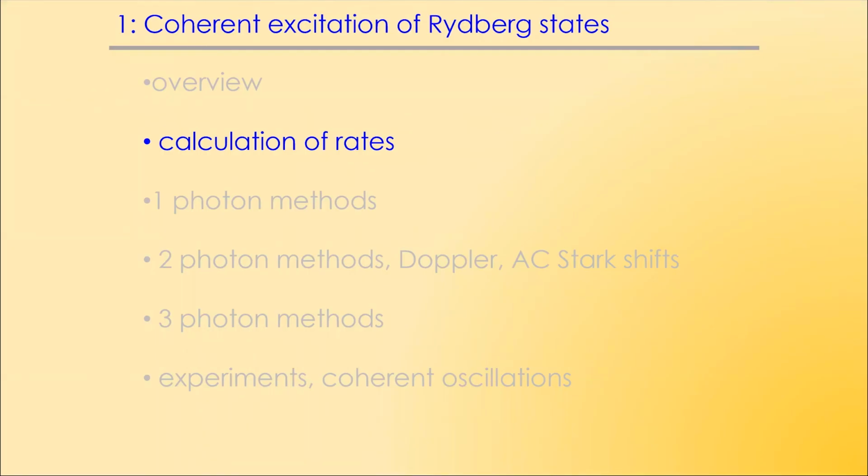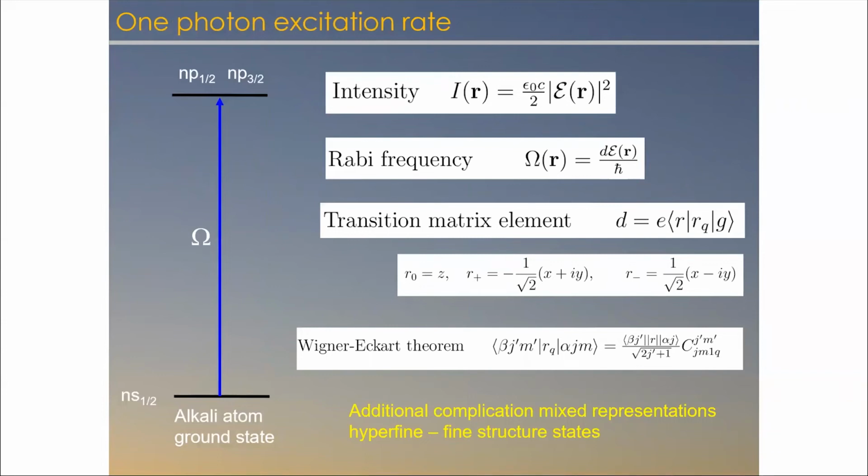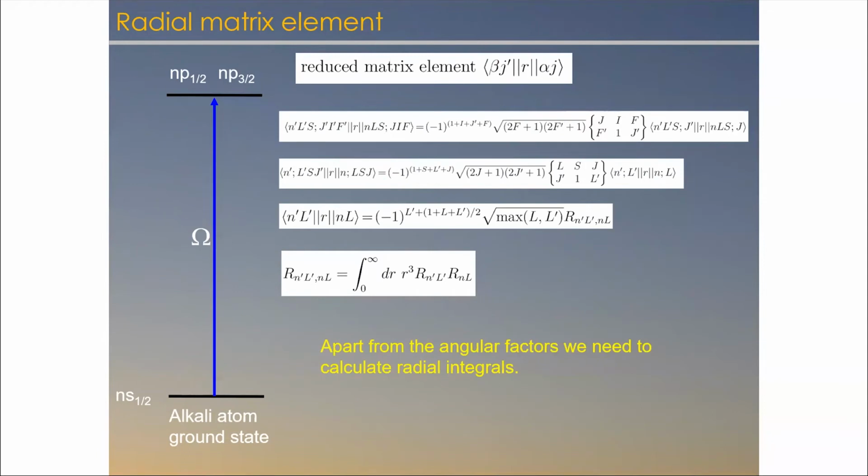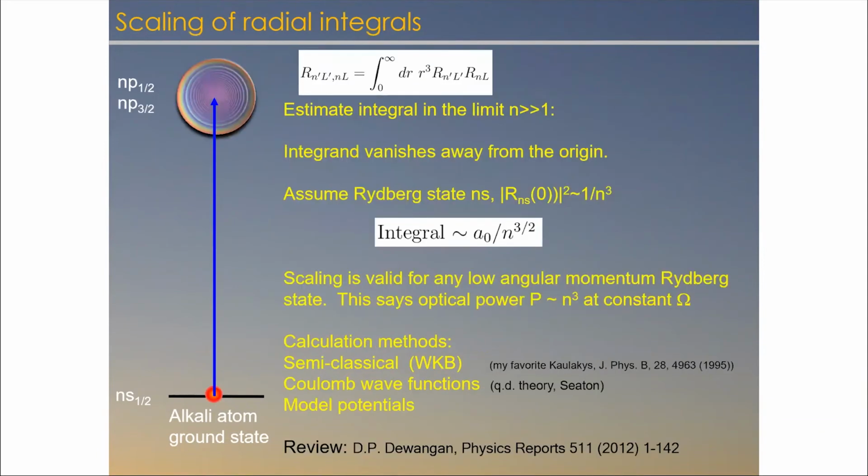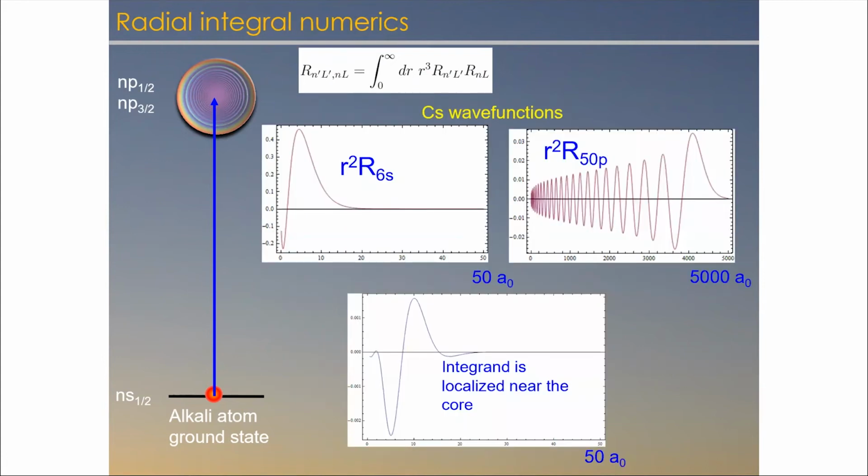You'd like to be able to calculate the rates if you're working on this. Let me skip over that. There are fairly standard expressions for Rabi frequencies. If you go through the angular momentum algebra, this really boils down to calculating matrix elements between ground and Rydberg wave functions. There are lots of ways of calculating these overlap matrix elements between the ground wave function and the Rydberg wave function. You can use WKB approximations, Coulomb wave functions, model potentials. These days, there are online calculators that will do that for you.